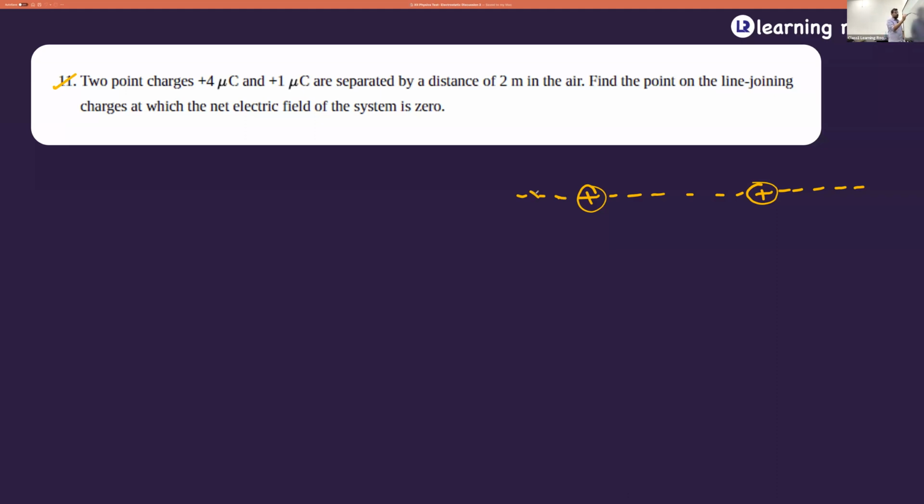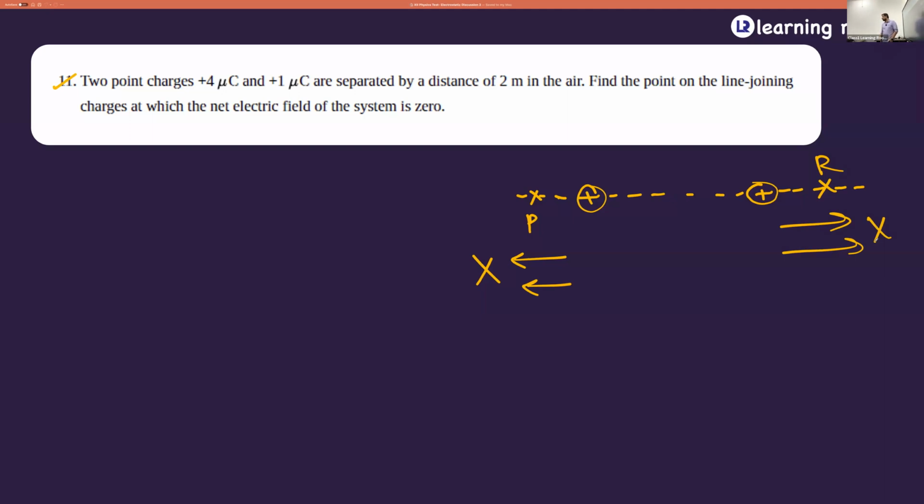If I take this to be P, due to this positive charge, electric field is in this direction. Due to this positive charge, electric field is in this direction. Is there a possibility for them to get nullified, means for them to get cancelled? So the point cannot be on the left of both the charges. What about right of both the charges? If I take this to be R, electric field due to the first charge is going to be to the right. Electric field due to the second charge is also to the right. They also get added up. So this is also not possible.